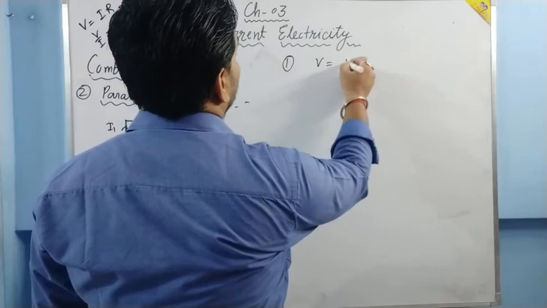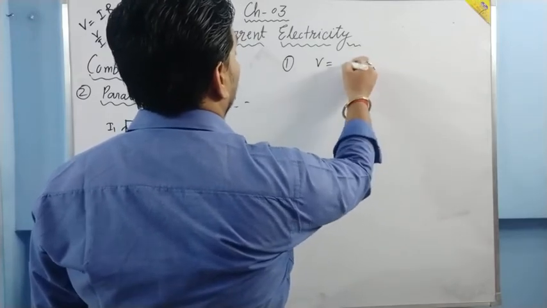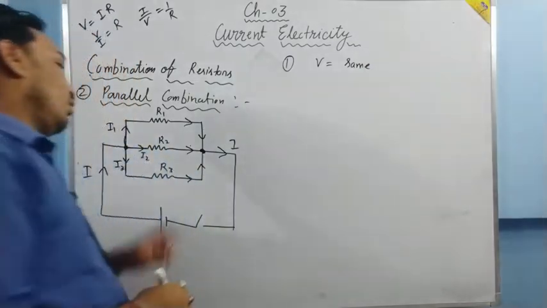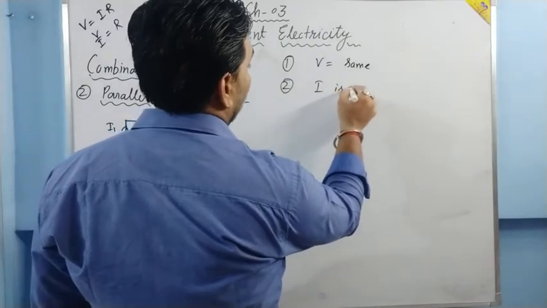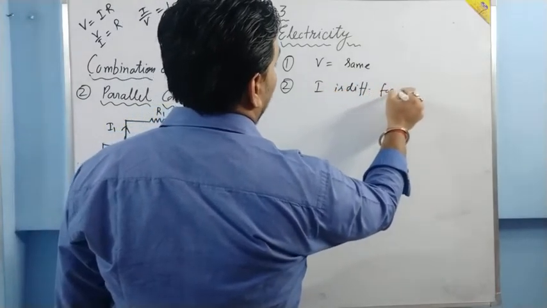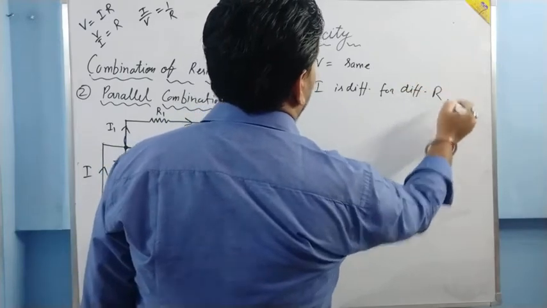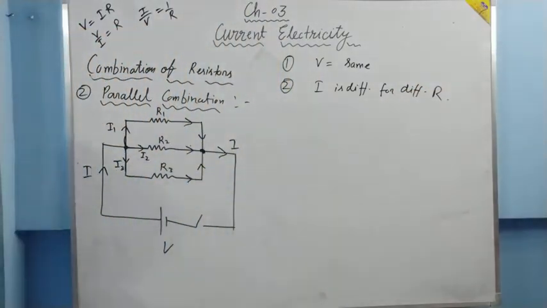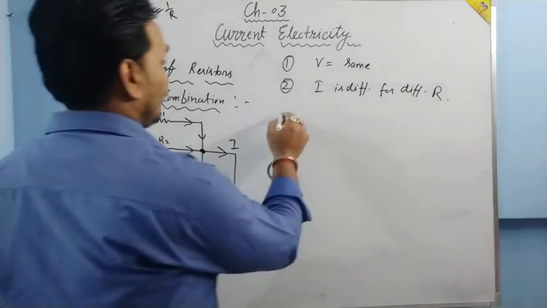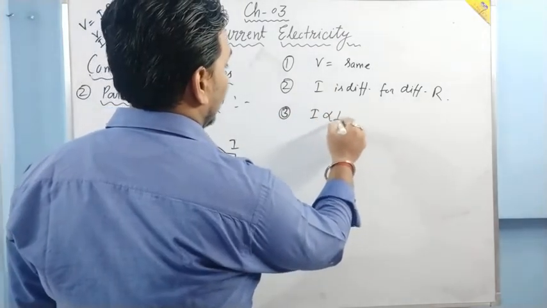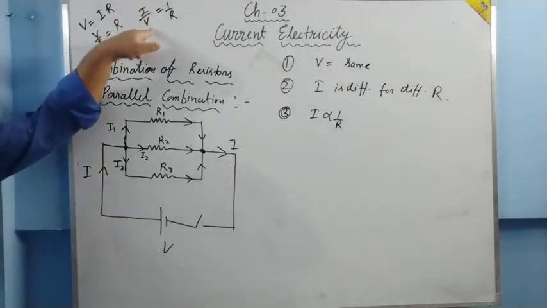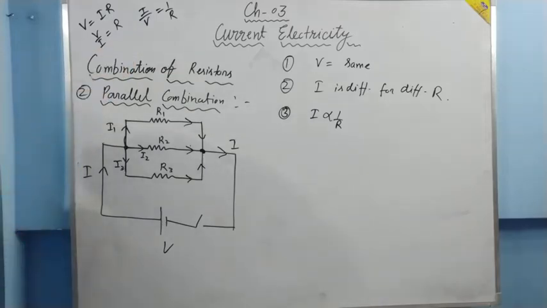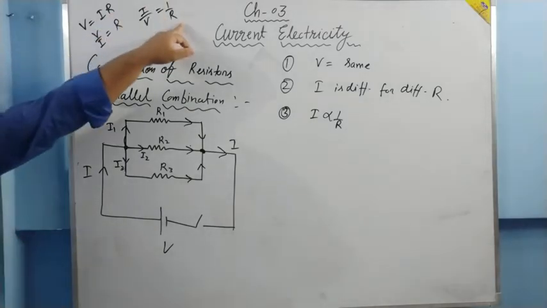As you see, in this case, voltage remains the same because all the resistances have direct connection to the voltage. But current is different for different resistors. If resistors are different, then current will be different. If resistors are the same, then current will be the same. Okay. Third point. I is actually inversely proportional to R. If V is constant, V is the same for all the resistances, then from here I is inversely proportional to R.